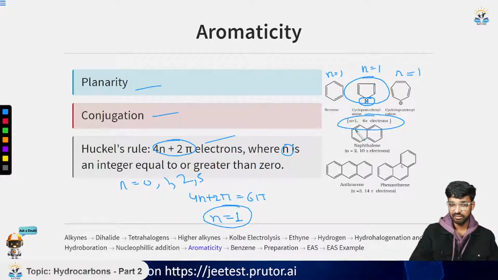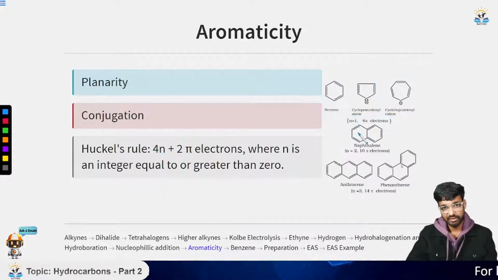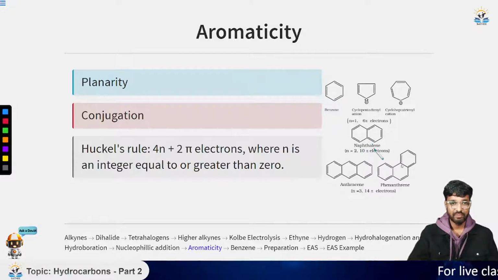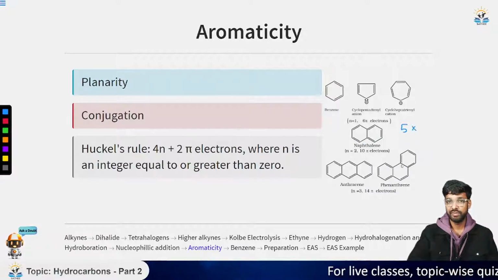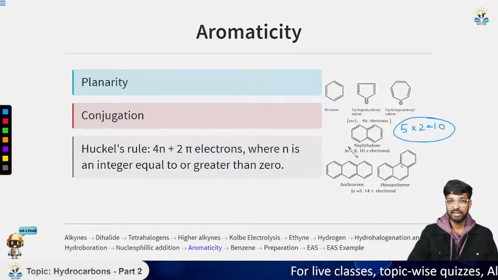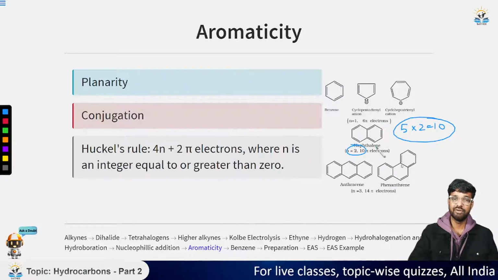Now considering this one, all of the carbons are sp2 hybridized first of all, so it is planar. And it is also conjugated. Now the third one, it should have 4n plus 2 pi electrons. So how many double bonds are there? 1, 2, 3, 4, 5. So 5 double bonds means 10 pi electrons. That is n equals 2. So it is also a valid number.